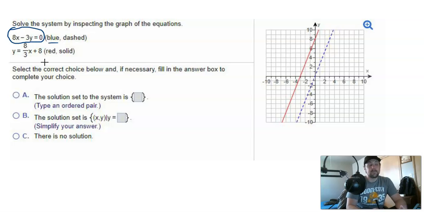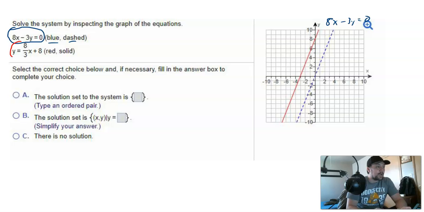This is the top equation. It's the blue graph. And it's dashed, which you might say, why are they doing both of those things to distinguish them? I think it's for people that might be colorblind. You might not be able to tell the difference between blue and red, but then you can see the difference as solid and dashed instead, right? But it's this line right here, 8x minus 3y equals 0. So every point on this line is a solution to this equation.